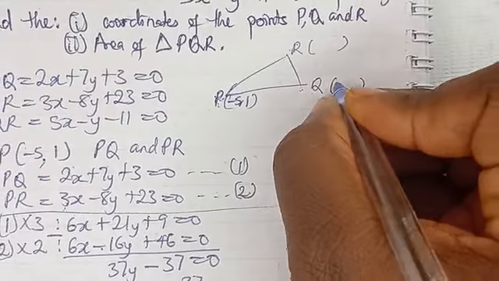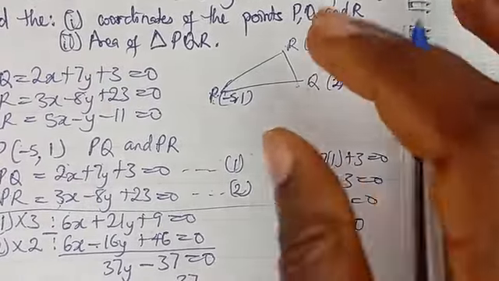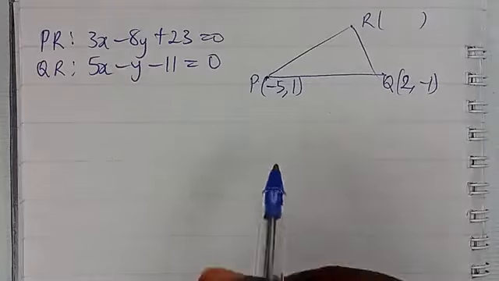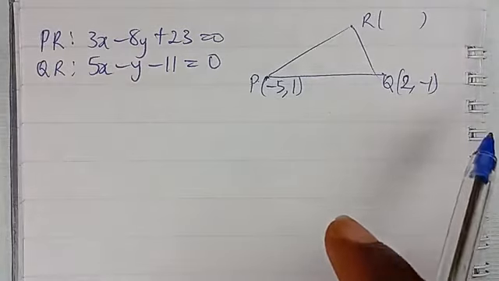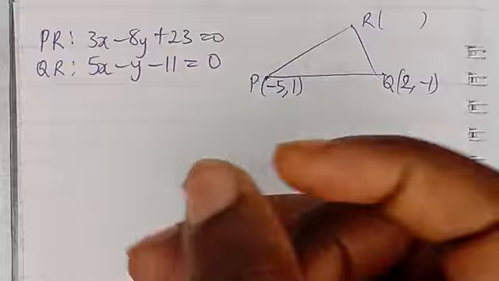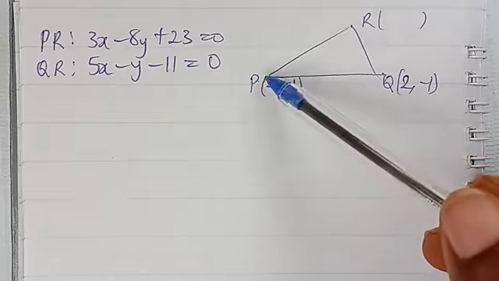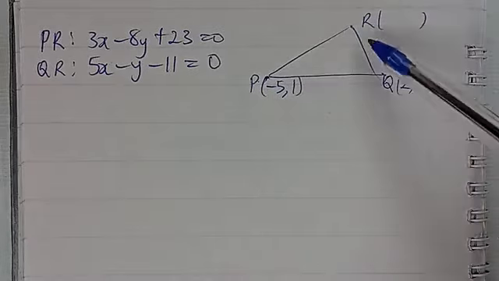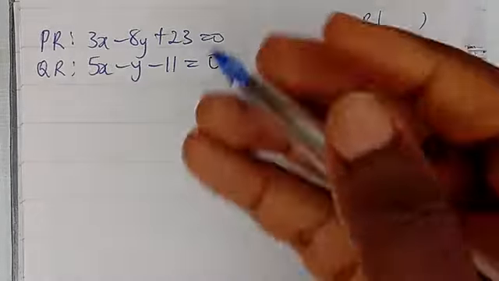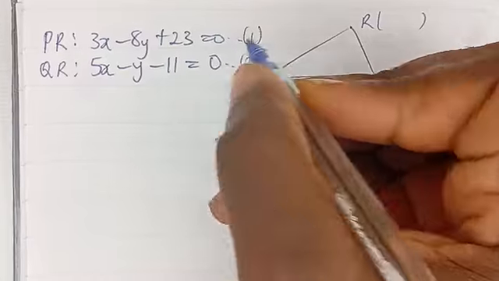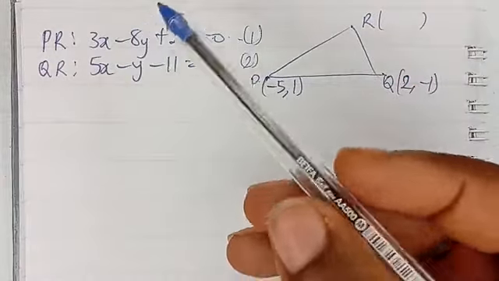So that is 2, negative 1. Now let's solve for r. In solving for r, I've copied out the things in the next page. So to solve for r, we have to solve simultaneously these equations PR and QR, right? So we've written them out. This is equation 1. This is equation 2. So let's look at it.